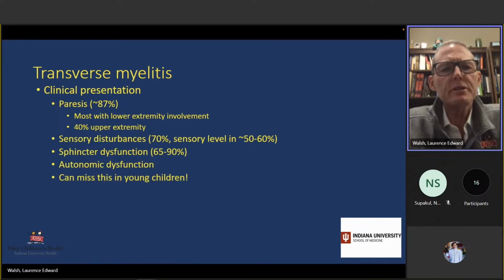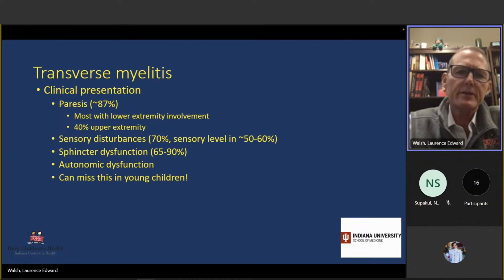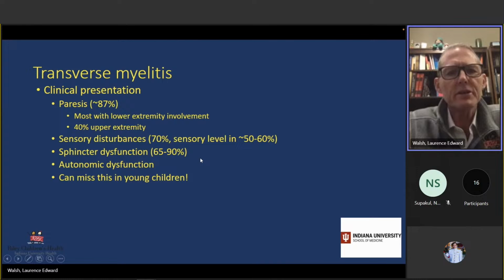Clinical presentation almost always involves some degree of paresis, again typically mostly with lower extremity involvement, which makes sense considering the distribution of where the lesions are. But about 40% have arm involvement. Sensory disturbance and sphincter disturbance are common, and underappreciated. They could be a significant part of the disability.